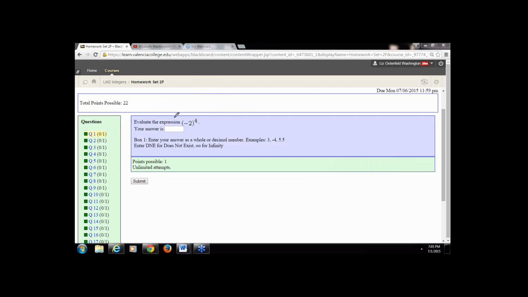So in this problem here where you see negative 2 to the 4th power and the negative and the 2 are inside of the parentheses, that means that everything inside of the parentheses is going to go to the 4th power. So it's important that you keep those parentheses going so you don't misinterpret what the problem is really asking you to do. So this one is a final answer of just 16.